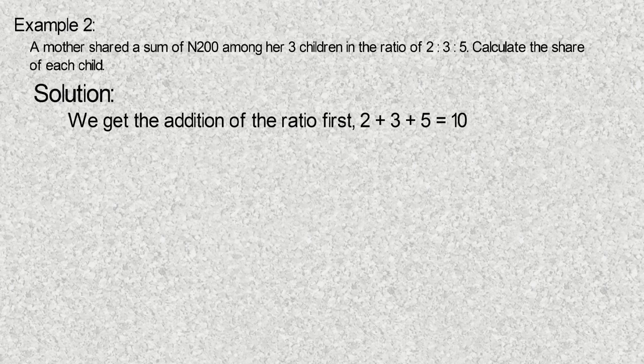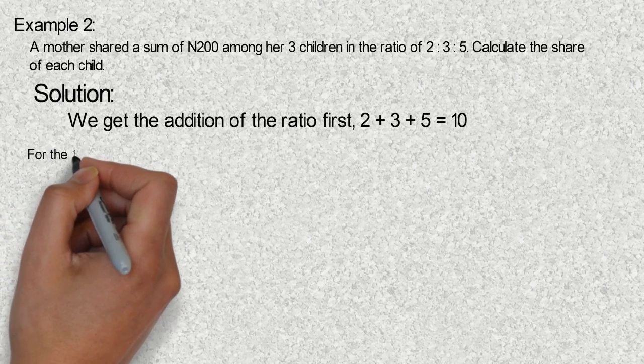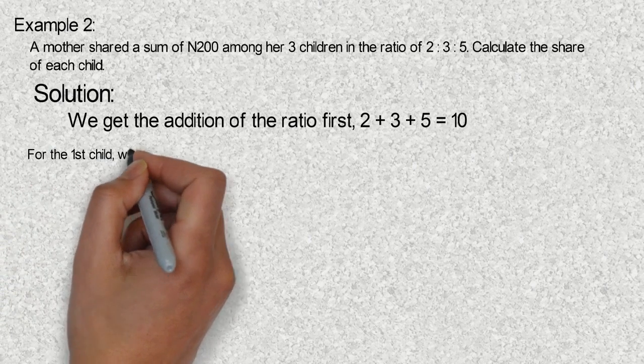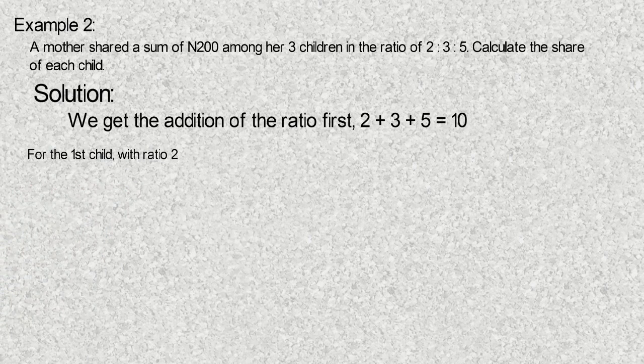We are going to add up all the ratios to get the total. So I have 2 plus 3 plus 5, which will give me what? 10. So let's now get the amount the first child is getting with the ratio of 2. So for the first child with ratio 2, we are going to say 2 all over the total ratio, which is 10, multiplied by the amount they are sharing, which is 200.